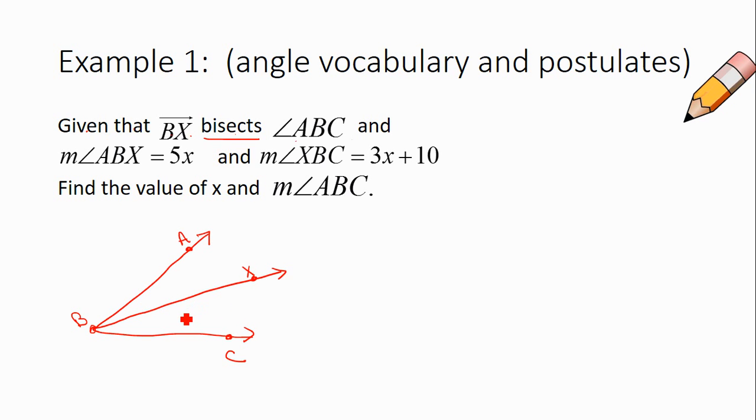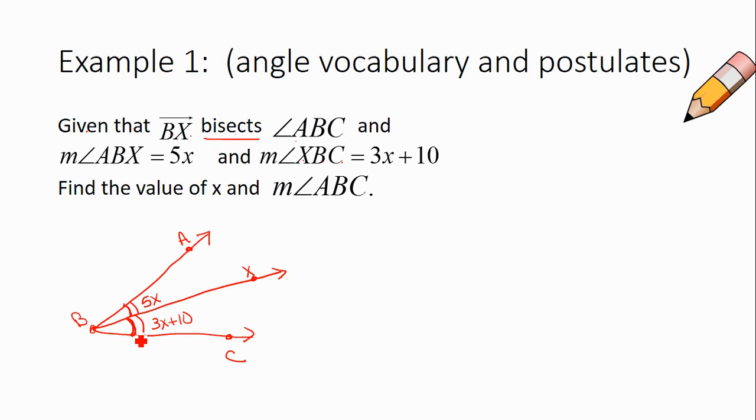Bisect means to cut in half into two equal parts, two congruent halves, if you will. So I'm going to place a little slash mark on this angle and a matching slash mark on this one. Because they're both one slash, or I could make them both two slashes, they match up. They're congruent. Their measures would be equal. If I look at the rest of what I'm given, it says the measure of angle ABX, that's this top skinny one here, is 5x. And the measure of angle XBC, that's the bottom piece here, is 3x plus 10. It says use that to find the value of x and the measure of angle ABC.